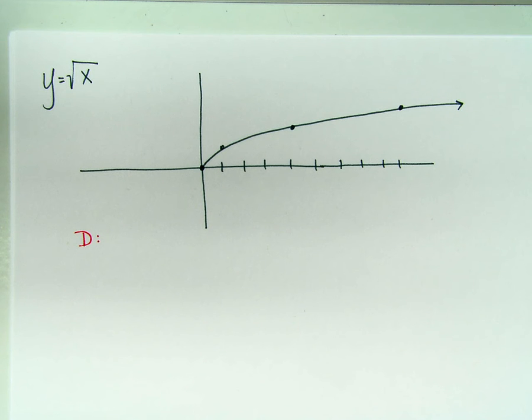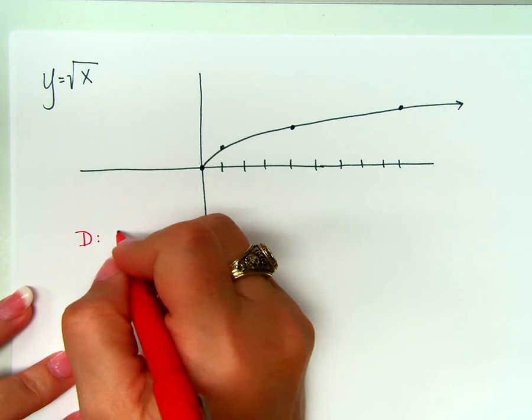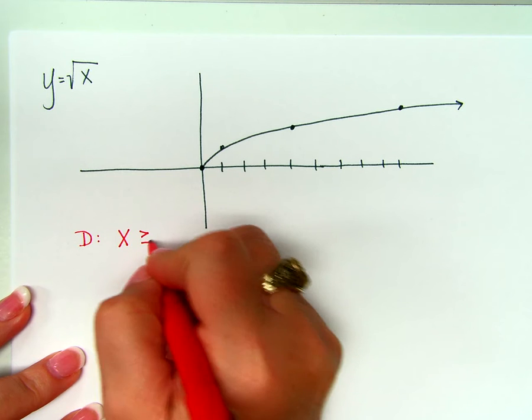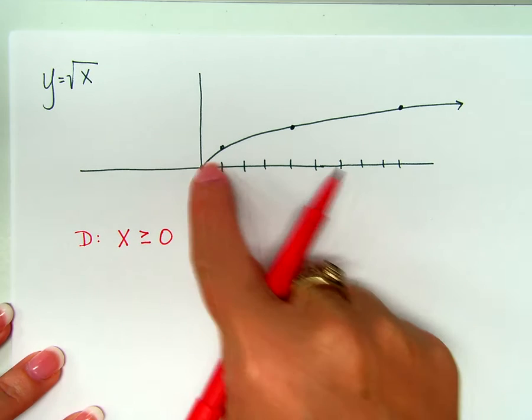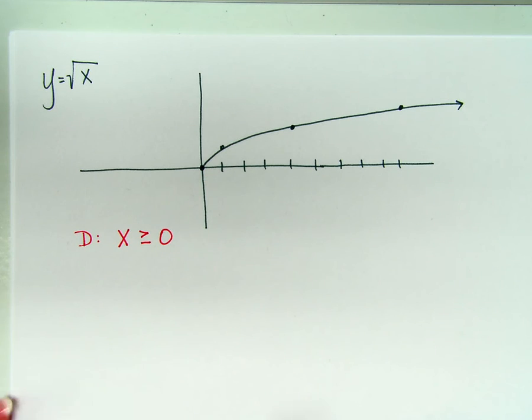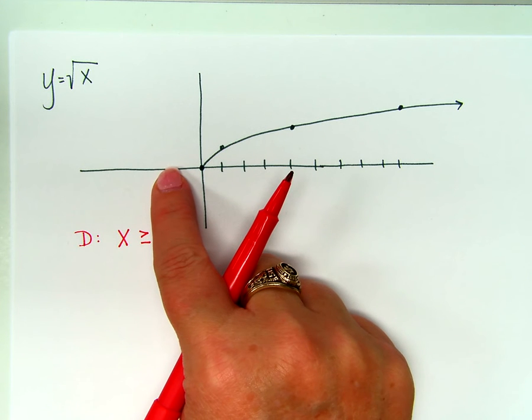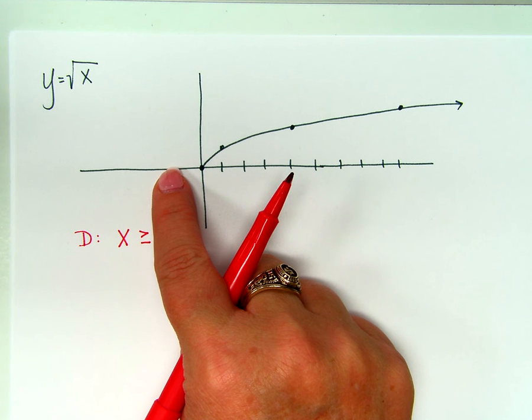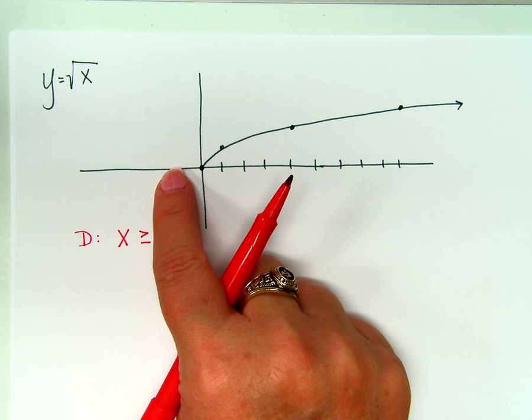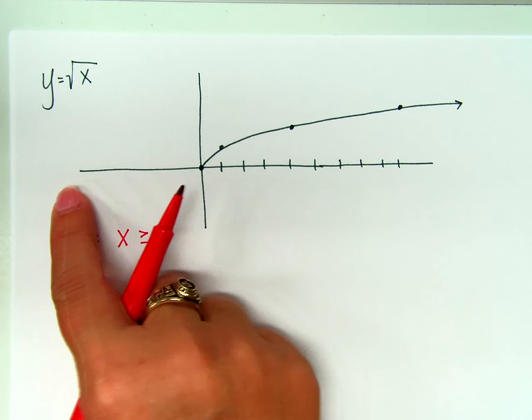What's the domain of this function? Remember what's domain? X is greater than or equal to 0, right? Because 0 is included in the domain, the x values that are allowed to happen. What about negative? We didn't talk about any negatives. What if x is negative 1? What's y? What's the square root of negative 1? I, imaginary, so that's not a real number, is it? So we can't have any values over here, can we?